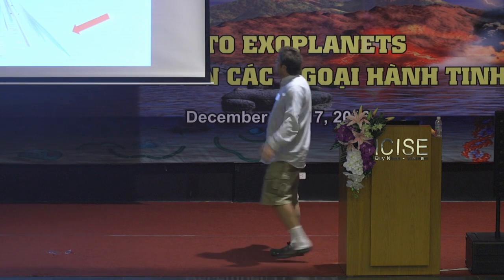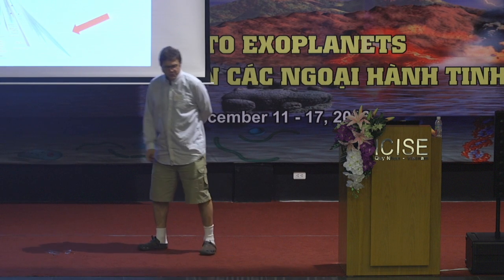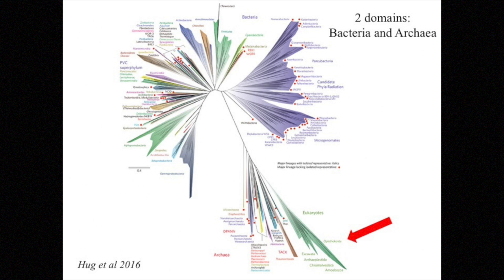Okay, so now here's a tree. This is a Hug tree. Carlos showed this in his talk the other day at the school. And I said, Carlos, point out, please, that there are now only two domains. For 30 years, astrobiologists have promulgated the idea that there are three domains of life. And I think that's just crazy.